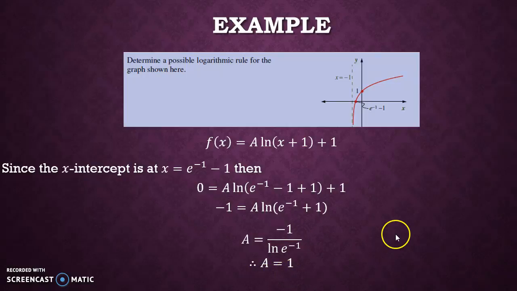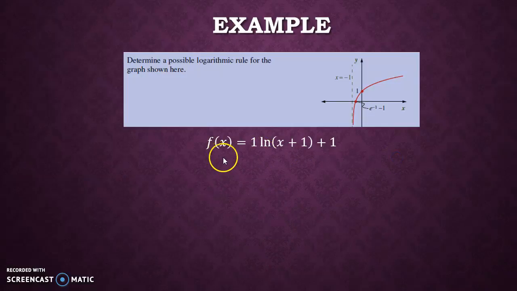So again, just using the x-intercept and y-intercepts, substituting those values in, we can work out those three variables a, b, and c, and come up with a potential model for this equation. Now it's just based on those 2 points and the asymptote, so it's one potential model, and for this one we get 1 log x plus 1 plus 1.